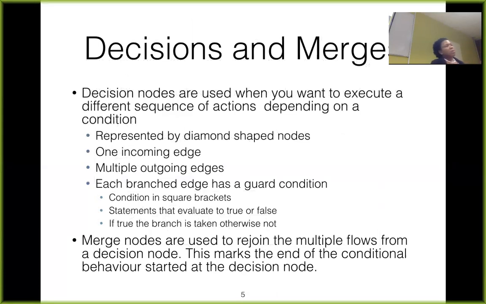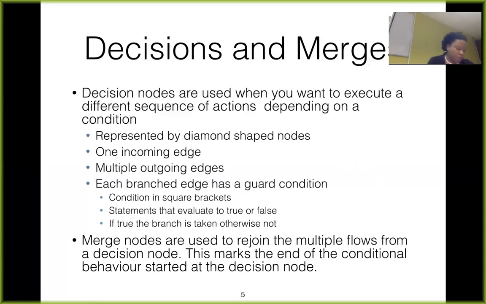So we're going to just talk about the different parts. We saw them in the diagram. I'm just going to go through points about the different elements that are part of an activity diagram quickly. So we spoke about decisions and merges, and we said decision nodes are used when you want to execute a different sequence of actions depending on a condition. It's represented by diamond-shaped nodes. Remember we saw that?